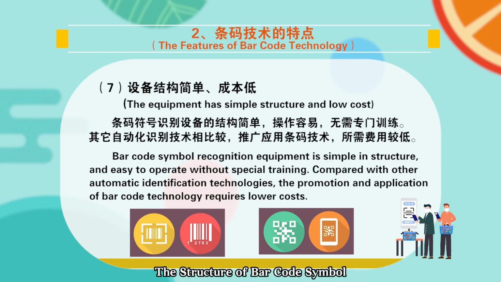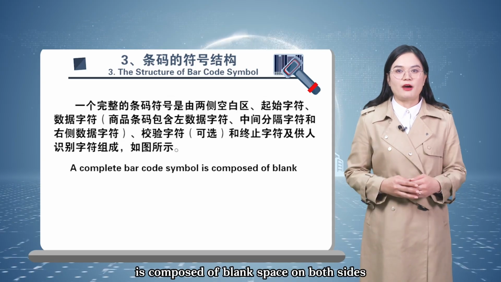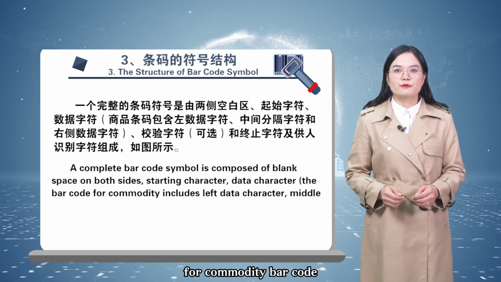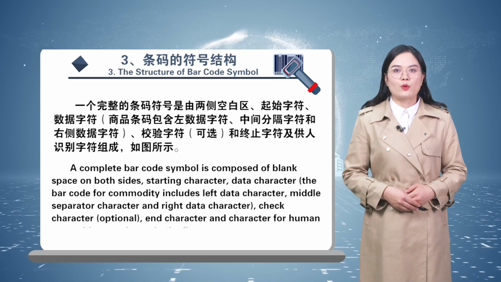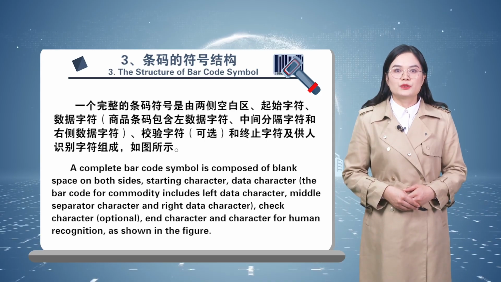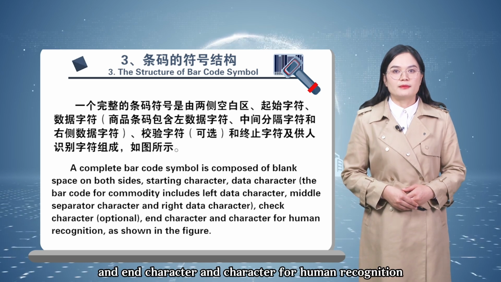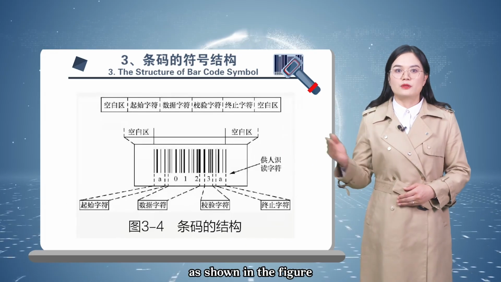The structure of barcode symbols. A complete barcode symbol is composed of blank space on both sides, starting character, and data character. For commodity barcode, it includes left data character and middle separator character. Check character is optional, and then end character and characters for human recognition, as shown in the figure.